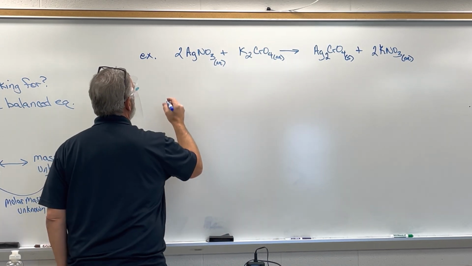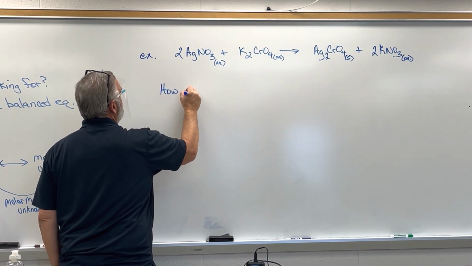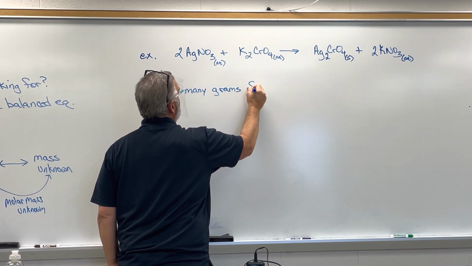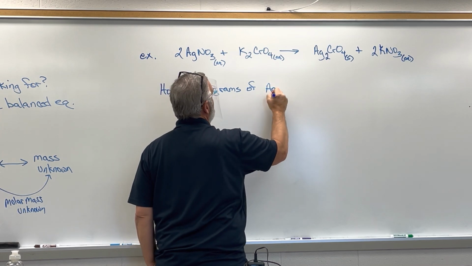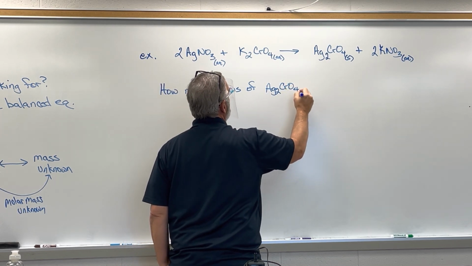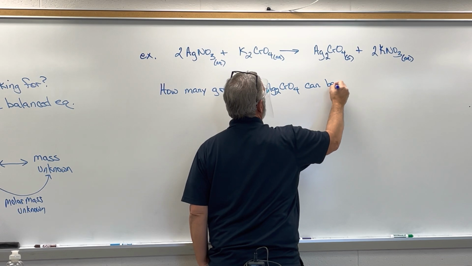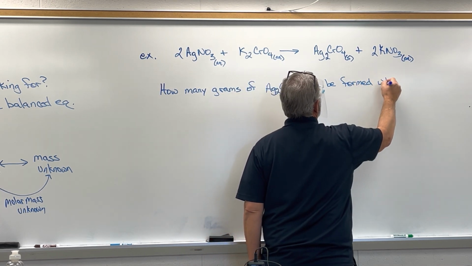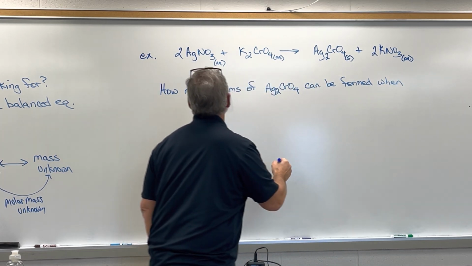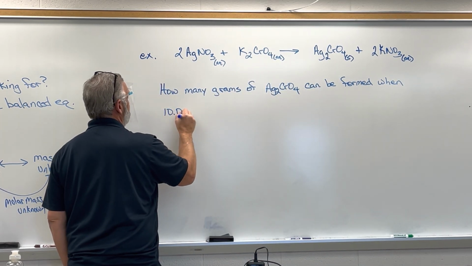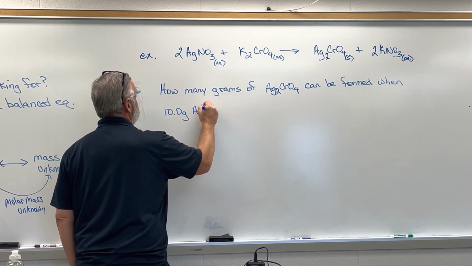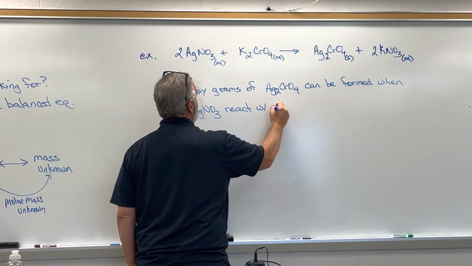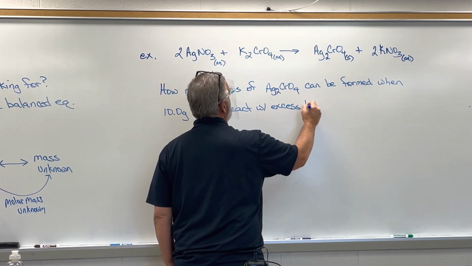So the question is, how many grams of Ag2CrO4 can be formed when 10 grams silver nitrate react with excess potassium chromate.